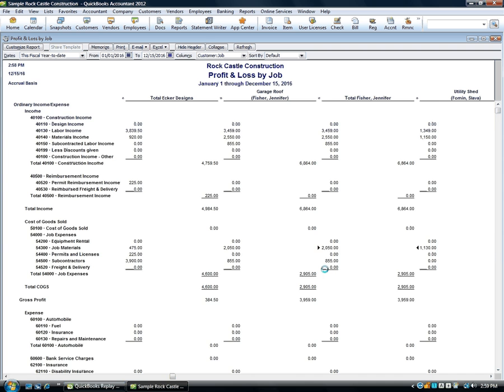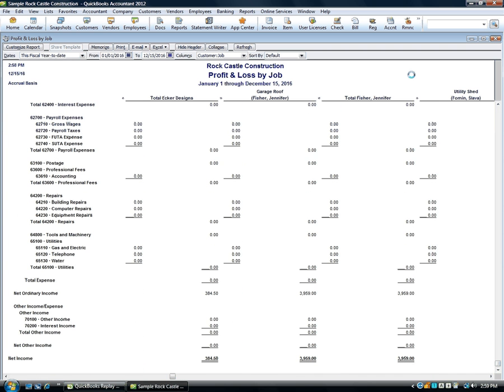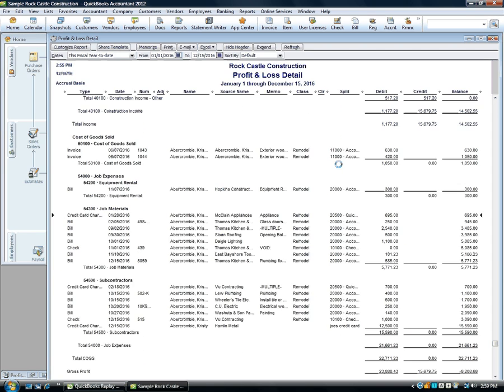Profit and loss by job, what my total profit is for that job. But if I'm comparing credit card receipts, I want to go to profit and loss detail, because that lists each charge, and this is how we can be sure that we have all of our charges entered into all of our customers. And that is the end of today's lesson. Thank you so much.